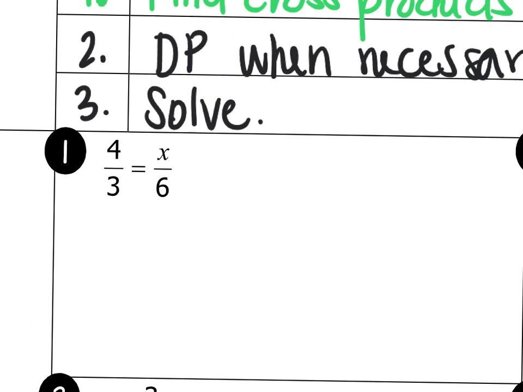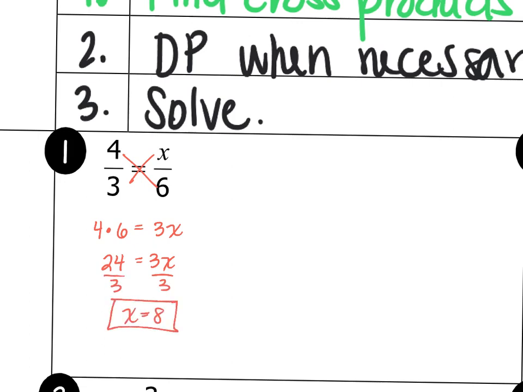Step 1 is to find the cross products and set them equal. So 4 times 6 is equal to 3x, or 24 is equal to 3x. And then we're just going to solve to get x is equal to 8. Obviously, you should be able to plug your answer back in and test it by making sure that the cross products are equal.